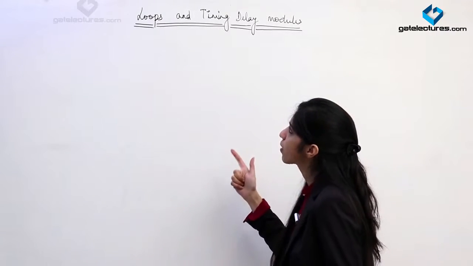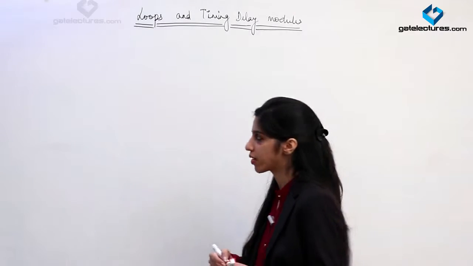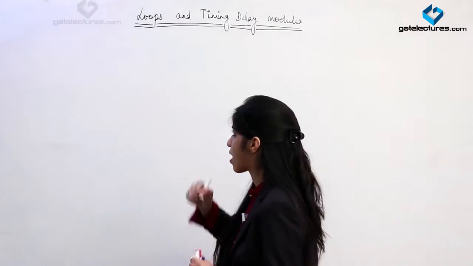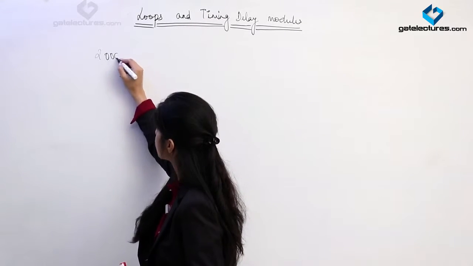Okay, so now we are going to look at loops and timing delay modules. We're just going to see how loops are working. For this purpose, we're taking a very simple program to start with. Suppose there is a program which starts with memory location 2000.